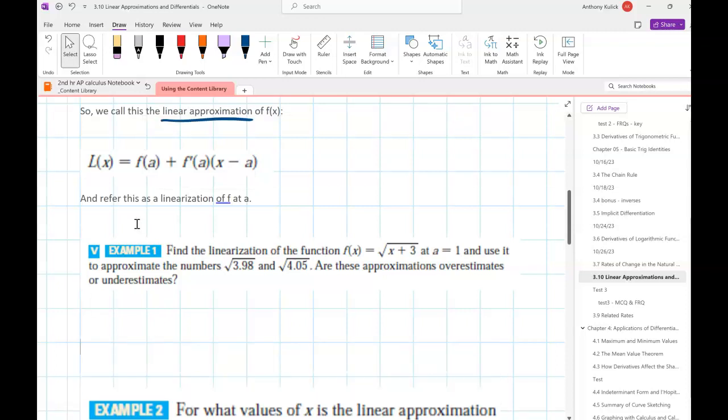Let's do an example here. We want to find the linearization of the function f of x equals the square root of x plus 3 at a equals 1. So what are we going to do here? f and a.